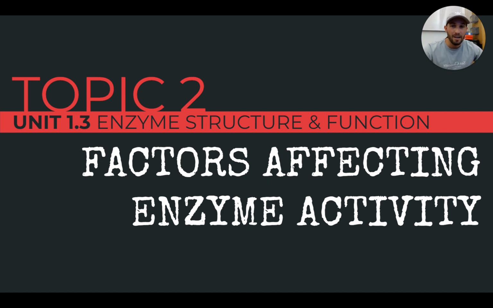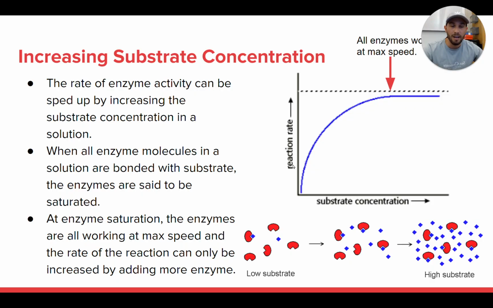Okay, and so there's a handful of things we're going to look at that are going to affect how enzymes are doing their job and whether or not they're doing it faster or slower, and catalyzing these chemical reactions. And so the first one I want to look at is the concentration of the substrate. Just to remind you, the substrate is the chemical that the enzyme is binding to at the active site.